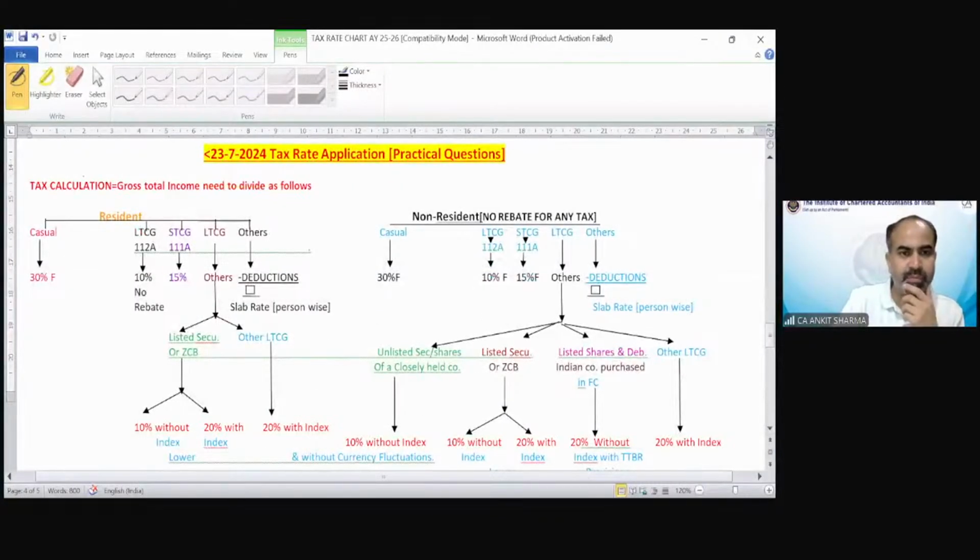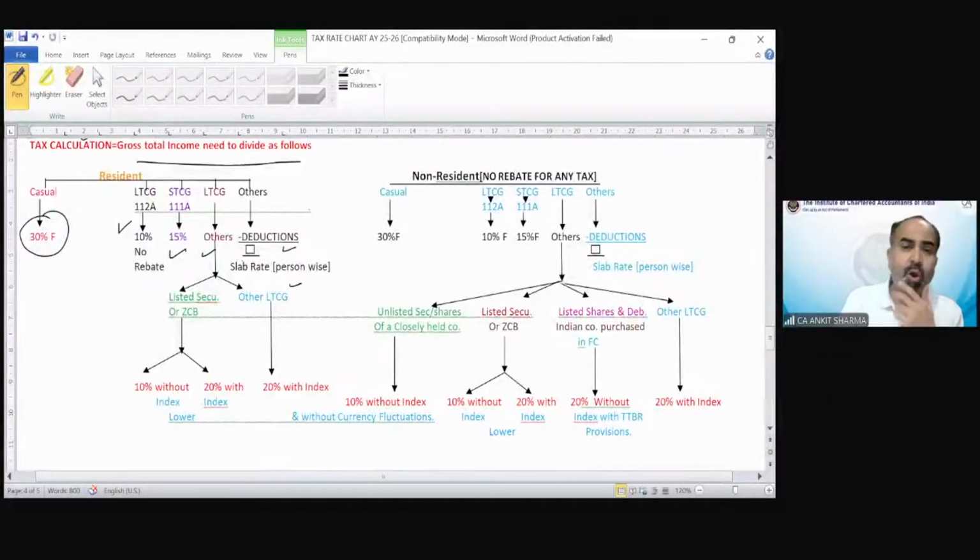This one. Tax calculation: gross total income needs to be divided as follows. You can see casual income 30% fixed. This is 112A, then 111A, then other, then deduction, then slab rate provisions are there. Now, if it belongs to a non-resident, then for a non-resident there could not be any rebate, not from any income. In case of a resident, rebate is not from 112A. But in case of a non-resident, there is no rebate at all.